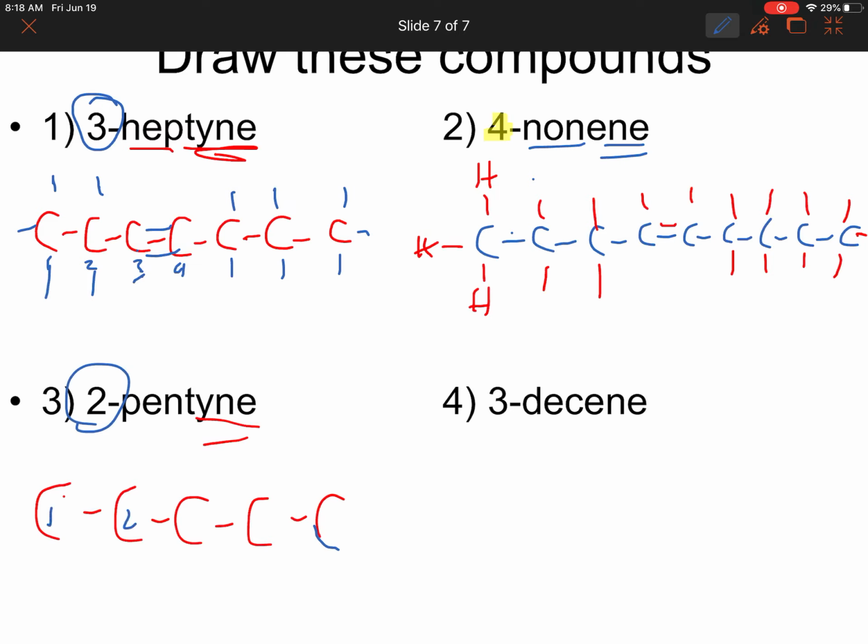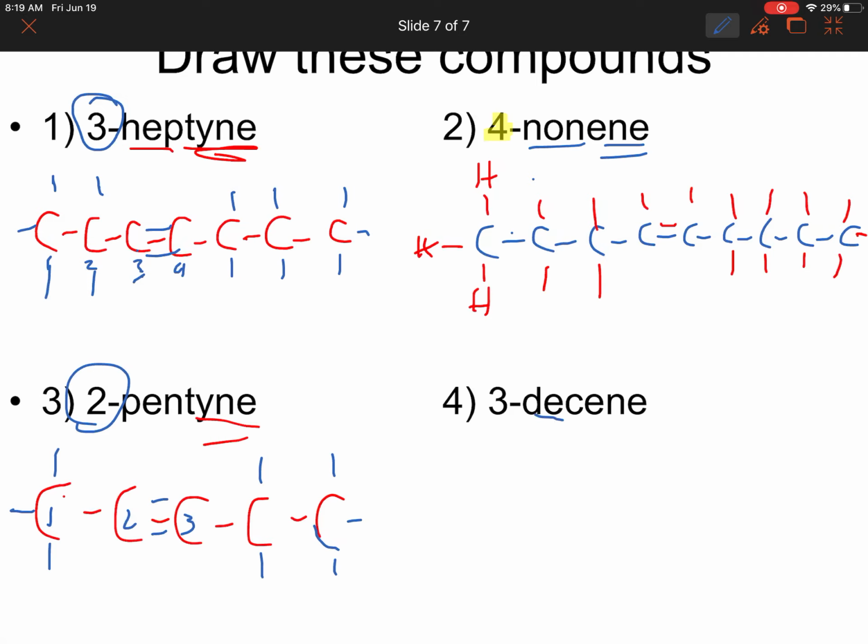1, 2. So it's not going to be between the 1 and 2, because you always choose a lower number. So that would be 1-pentyne. So it's got to be between the 2 and 3. So the lower number between 2 and 3 is 2. So I put a triple bond there. Okay. Now, this says 1, 2, 3, 4. The second carbon has 4, and the third carbon has 4 if you count the left and right.